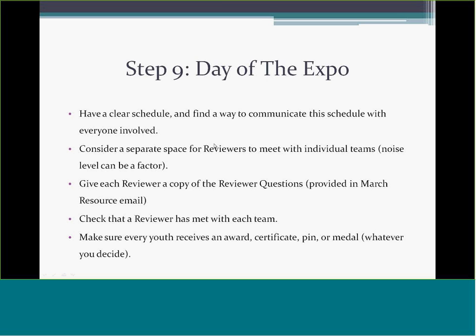Step 9, the day of the expo, so make sure you have a clear schedule and find a way to communicate it with everyone involved. As I said before, you can consider a separate space for the reviewers because noise level can be a factor, but it's not required. Give each reviewer a copy of the reviewer questions, which was provided in the resource email. Ensure that the reviewer has met with every team because obviously you don't want to leave anyone out. And make sure every youth receives an award, certificate, pin, or medal, as I said before. Everyone should be going home with something.